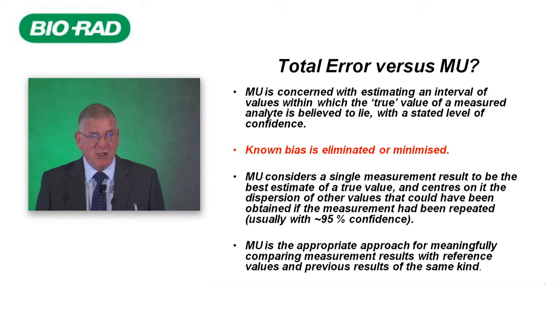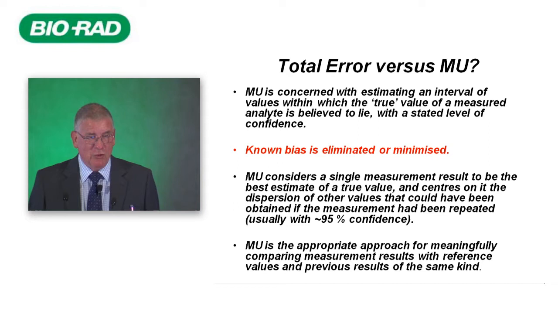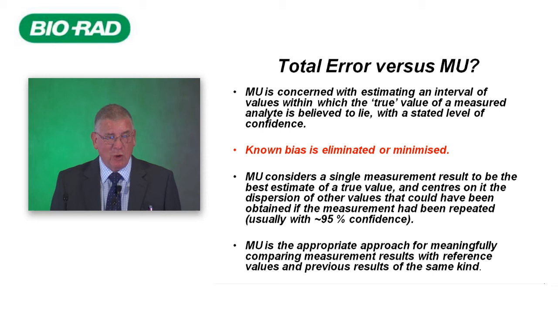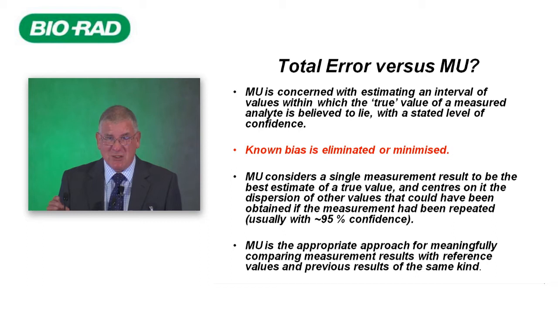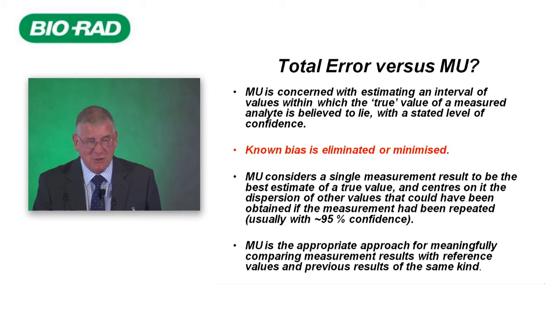Measurement uncertainty, as we've already seen, is concerned with estimating an interval of values within which the true value of a measured analyte or measurand is believed to lie with a stated level of confidence. And again, we'll have to state very categorically that known bias, if we measure the bias, why incorporate it into total error? Why not get rid of it? So eliminate or minimize bias. Measurement uncertainty, as you've seen, consists of a single measurement result. It's the best estimate of the true value and centers on it the dispersion of results.